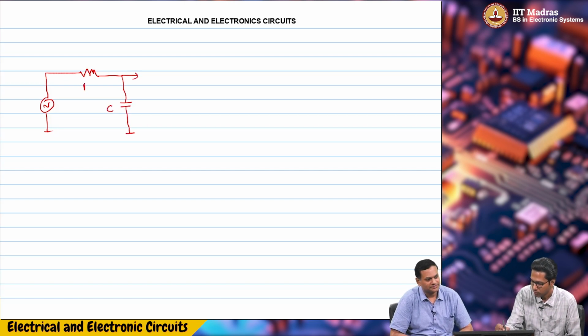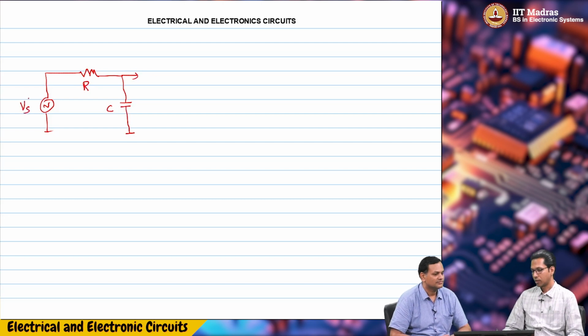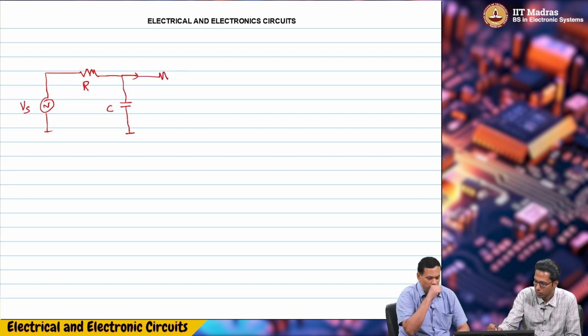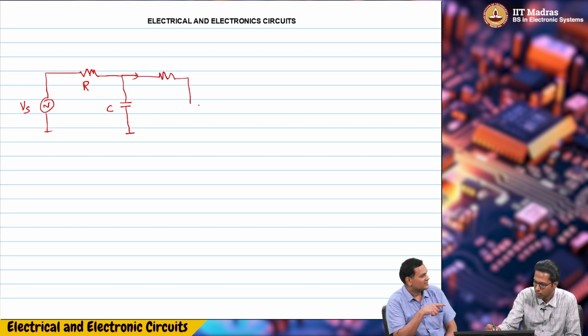Let's say Vs. We got some characteristic with respect to frequency also. Now, let's say if I have some more RCs, maybe.